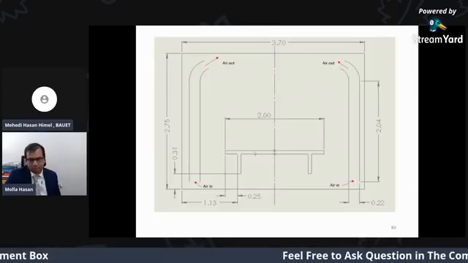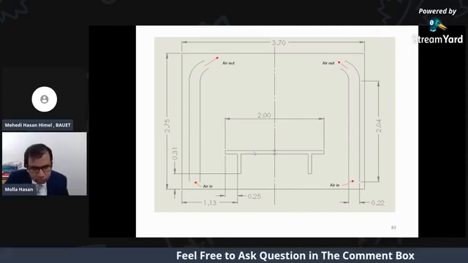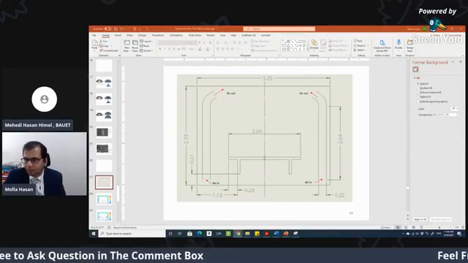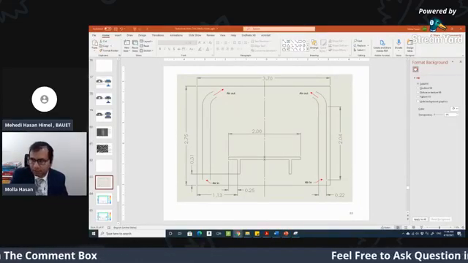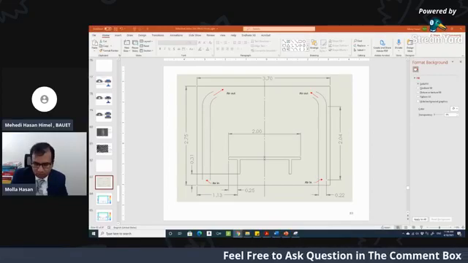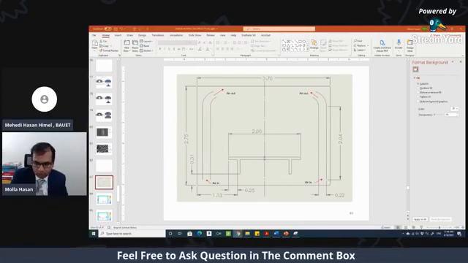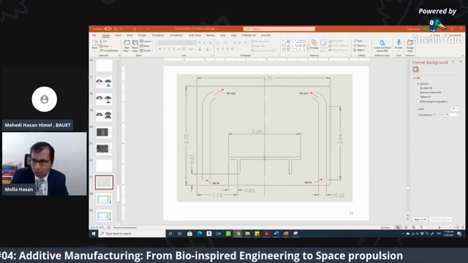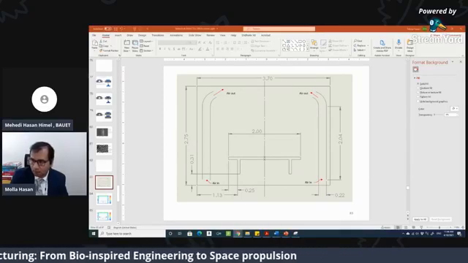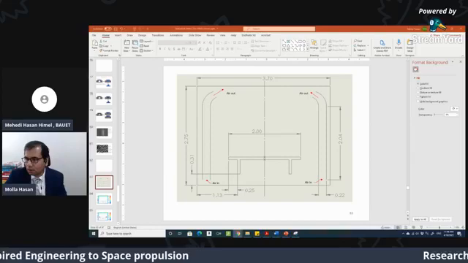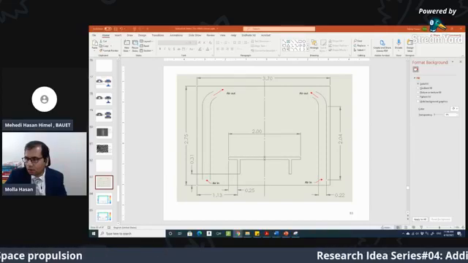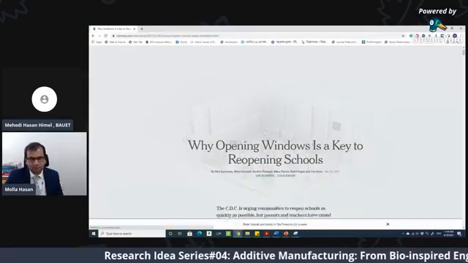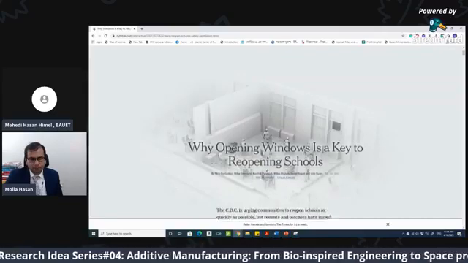Now, the other research idea I want to show, let me give a minute. Let me try other things. This is from a newspaper. Okay, so this is from the New York Times, and as you see, this is a classroom.